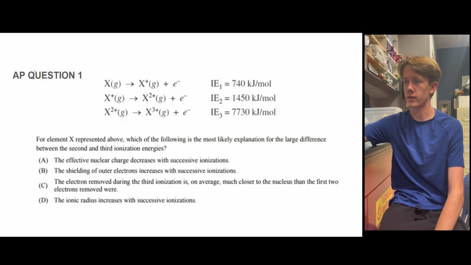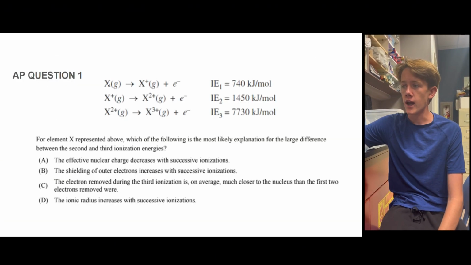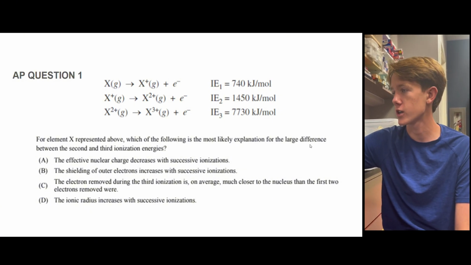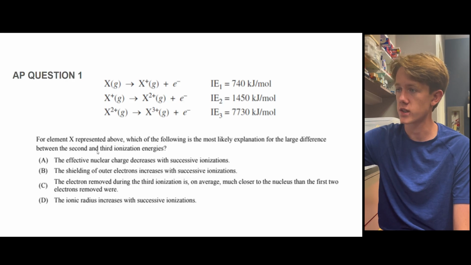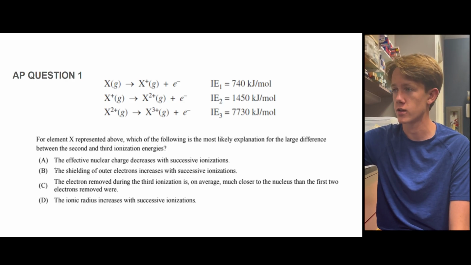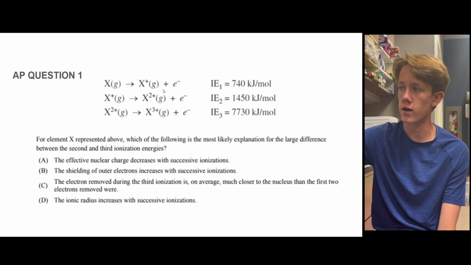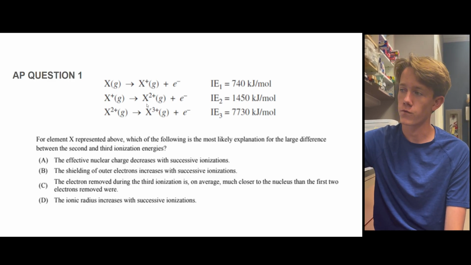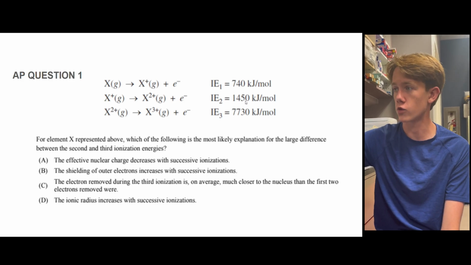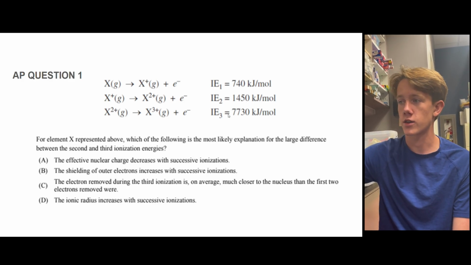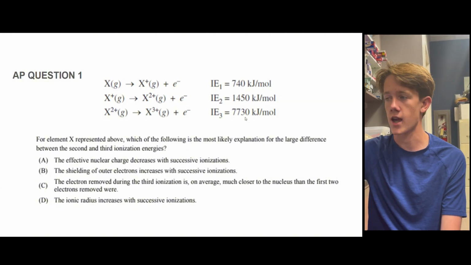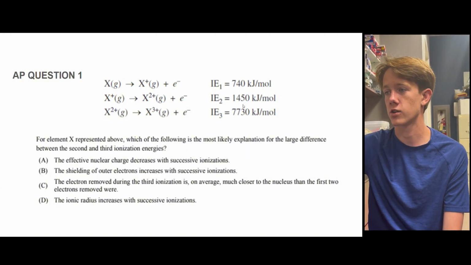AP question 1. For the element X represented above, which of the following is most likely an explanation for the large difference between the second and third ionization energies? Well, as you can see with the equations above, for the second ionization, it's 1450 kilojoules per mole, whereas the third ionization energy is 7,730, which is a massive increase.